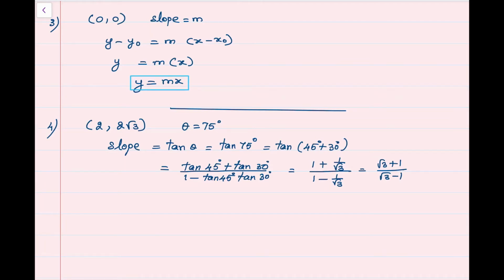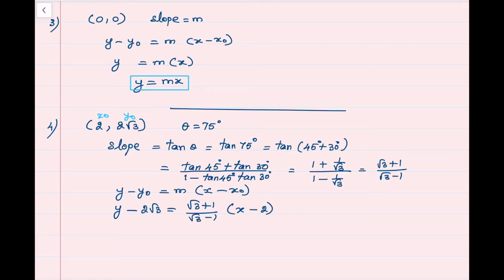We know a point, we know the slope, we will use point slope form. The formula is y minus y0 is equal to m times x minus x0. x0, y0 is the given point. Therefore, y minus 2 root 3 is equal to, the slope is root 3 plus 1 divided by root 3 minus 1 times x minus x0 is 2.